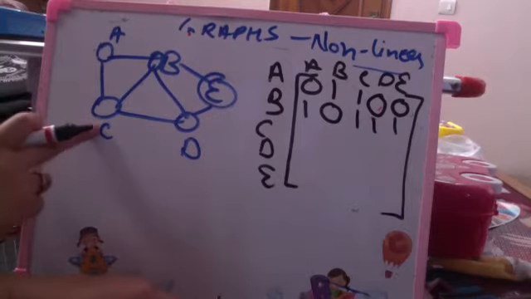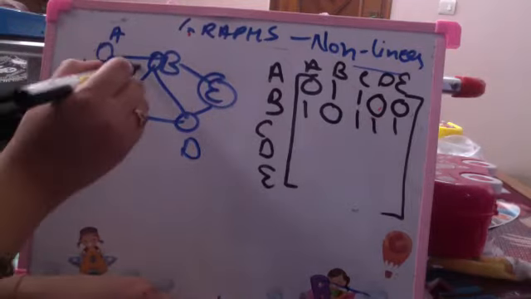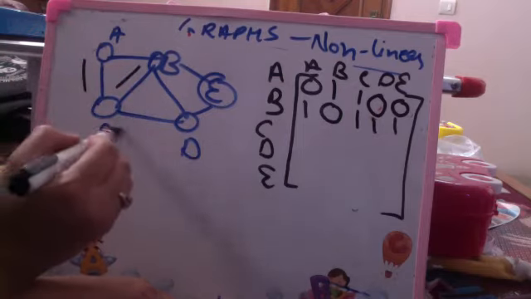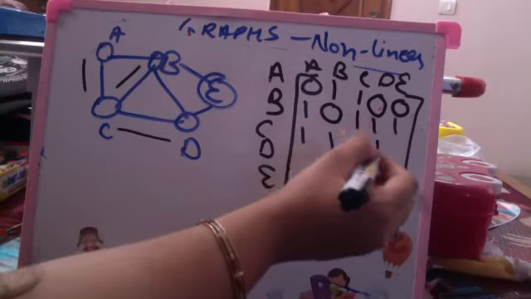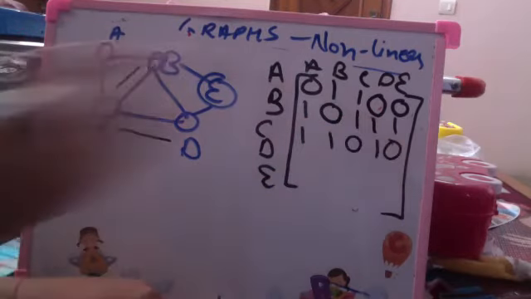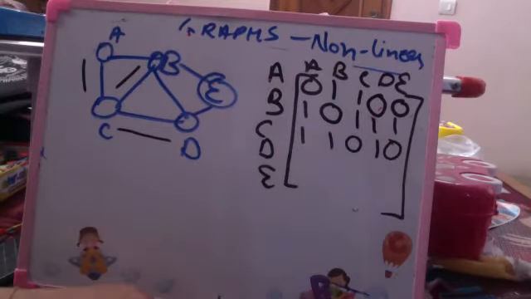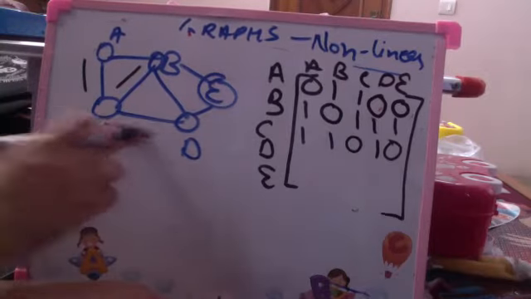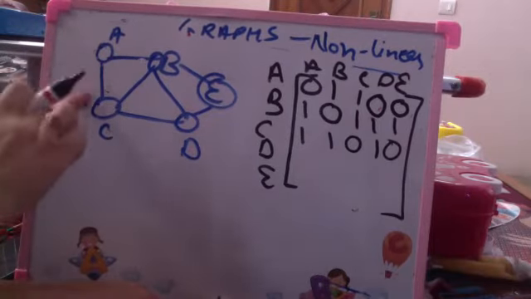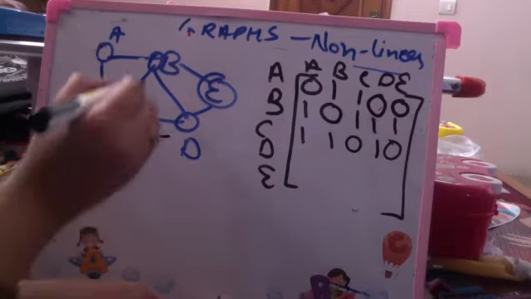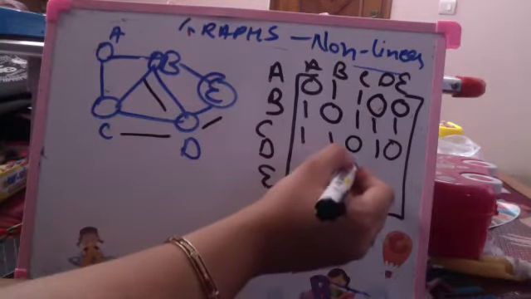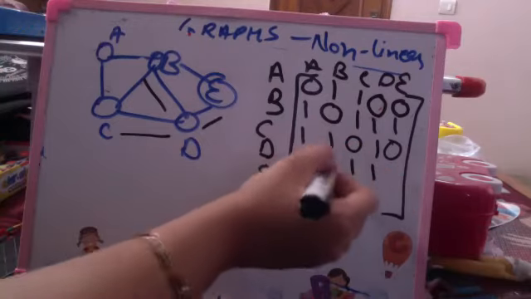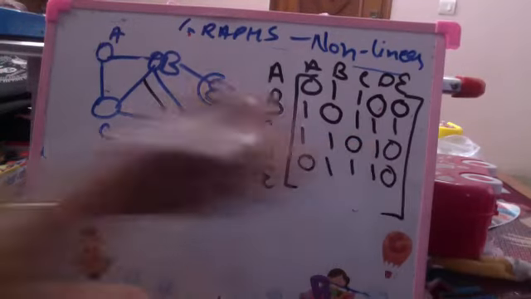Similarly, if I find the nodes adjacent to C, I have C adjacent to A, C adjacent to B, and C adjacent to D. So A, B, and D are adjacent, others are non-adjacent. Similarly, if trying to find the adjacent nodes of D, then I have C, B, and E as adjacent nodes. Others are non-adjacent.